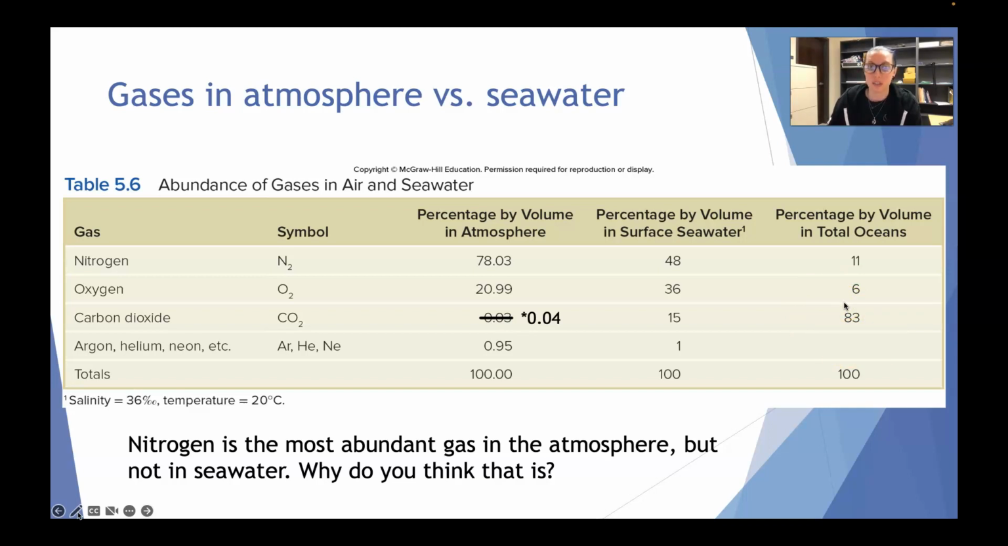So really, seriously, the big take-home point is CO2 makes up such a minuscule amount of our atmosphere and really dominates in terms of volume in the oceans. This again goes back to this idea that the ocean is a huge carbon sink, and it's basically Mother Nature's way of taking in all that CO2 that we are releasing. And there's some consequences to that, actually. So this brings us to the carbon cycle.